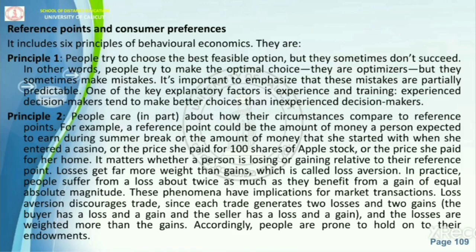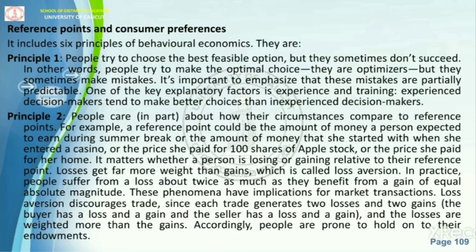What are the reference points and consumer preferences? So it includes 6 principles of behavioral economics. Principle 1: People try to choose the best feasible option, but they sometimes don't succeed. In other words, people try to make the optimal choice. They are optimizers, but they sometimes make mistakes.